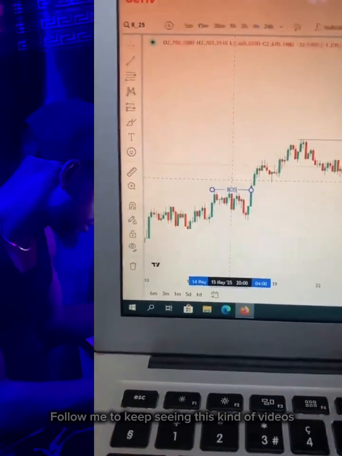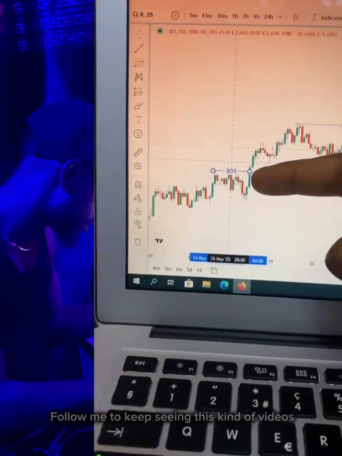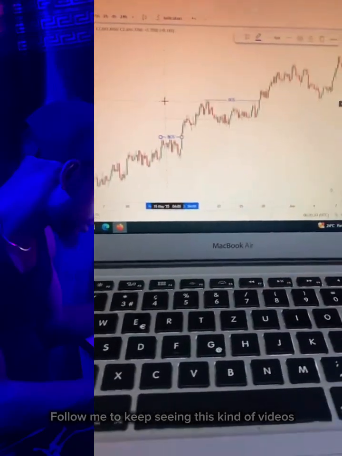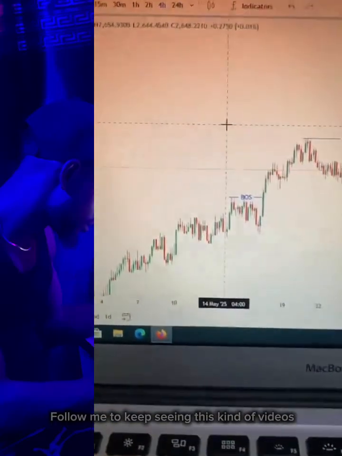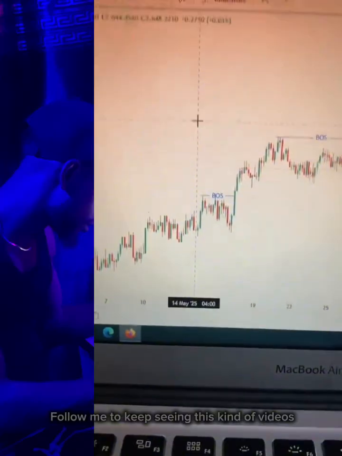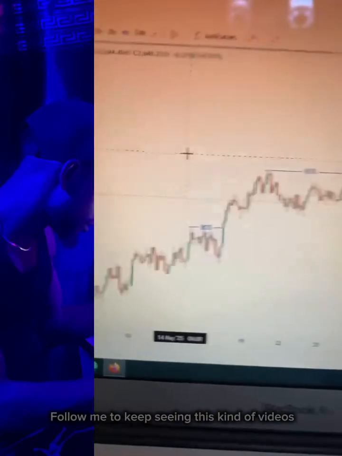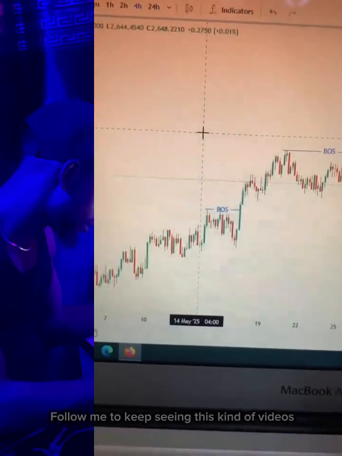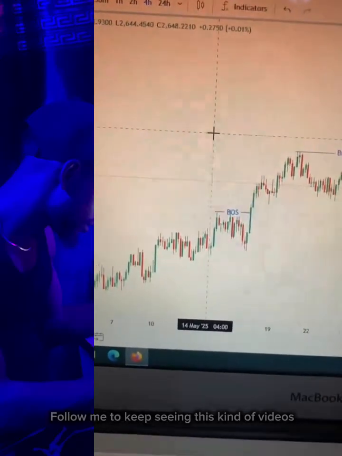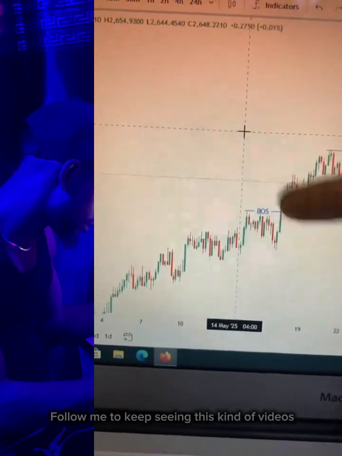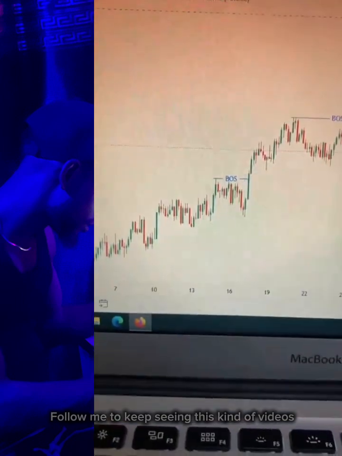Now, how can you note that this break of structure is valid? Now the secrets, you know me, I hide my secrets. I only give them in bits. There are three things. Number one, liquidity sweep. For you to know a valid break of structure, price will sweep out liquidity before it breaks from that previous high.